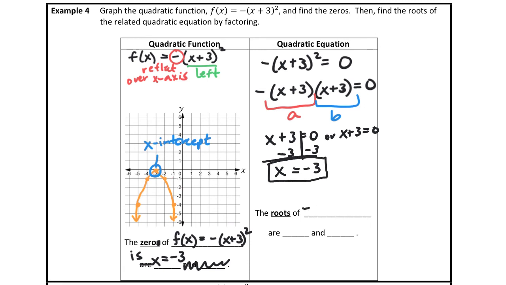So the roots of negative x plus 3 squared equals 0, I should say the root, is x equals negative 3. So how many x-intercepts did this have? 1. How many solutions did I have? 1. Well, it was 2, but it was the same thing. So it was the same answer, same 1 x value. Okay. Now let's look at the last example.